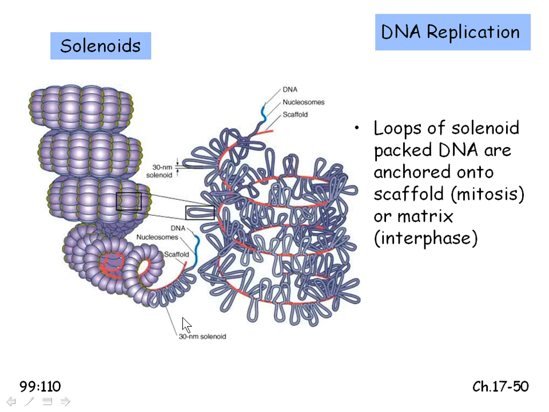We're going to move up another level of compaction to a higher order structure, and that's solenoids being packed onto a scaffold or a matrix for mitosis or interphase. So if you look closely, here's a 30 nanometer solenoid that loops around. All of these solenoids are attached to a scaffold. You can see there's just lots and lots of protein and DNA on these scaffolds. It's a good way to definitely compact the DNA.